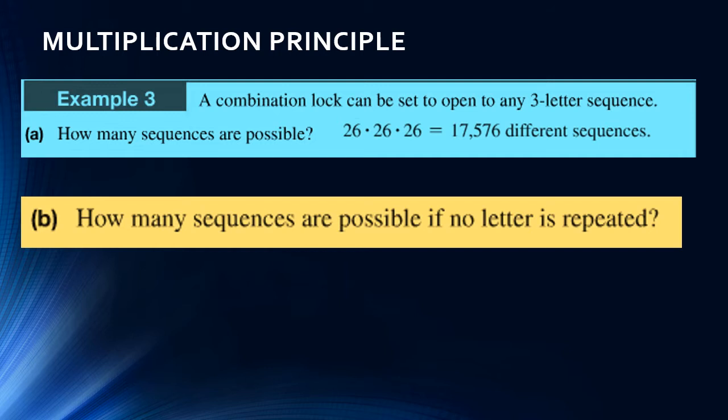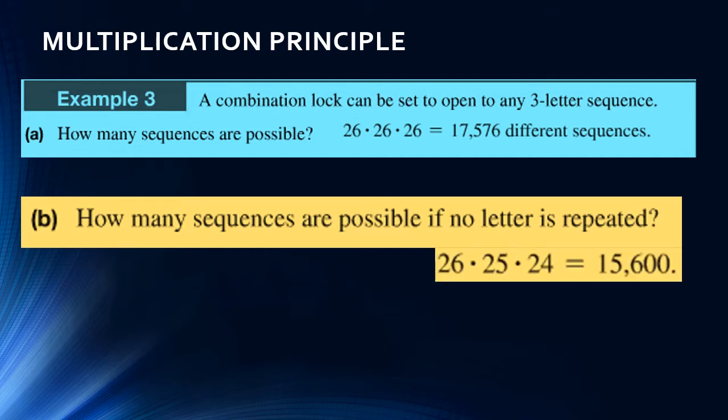Now the second one is a little bit more complicated, part B here. How many sequences are possible if no letter is repeated? Well, we're still going to use the multiplication principle. For the first letter we choose, we have 26 choices. But if we don't want a letter to be repeated, then when we choose the second letter, we only have 25 letters left because we've already picked one. And when we pick the third letter, we only have 24 letters left because we've picked one for the first and one for the second. So in this case, if we don't want to repeat a letter, we only have 15,600 different choices.